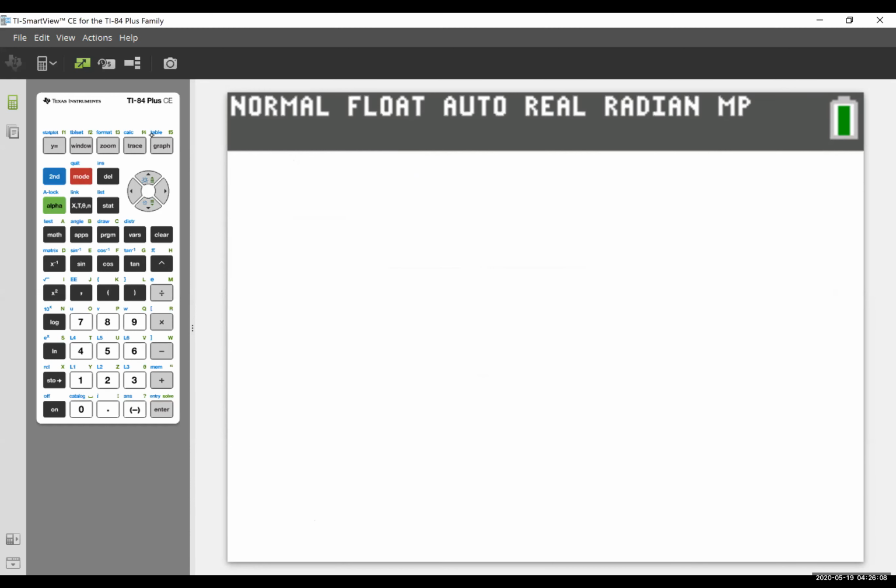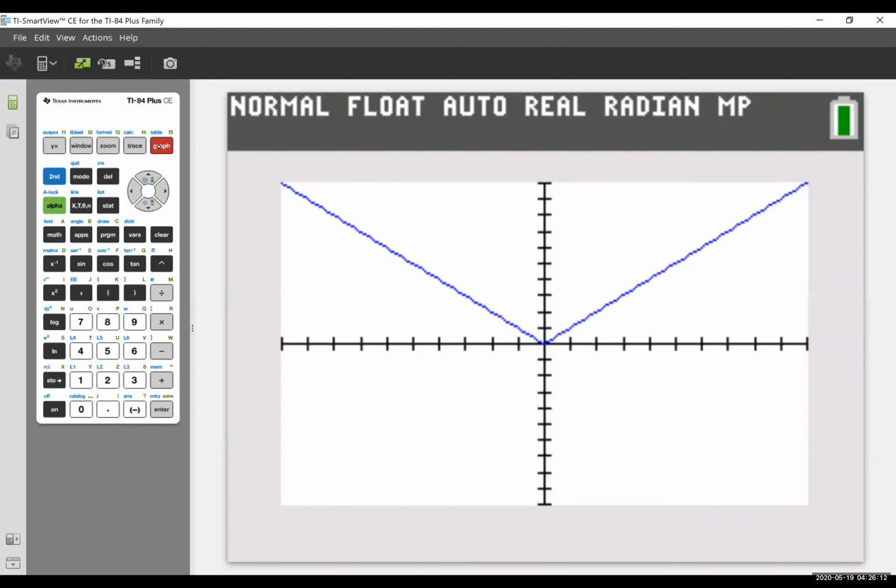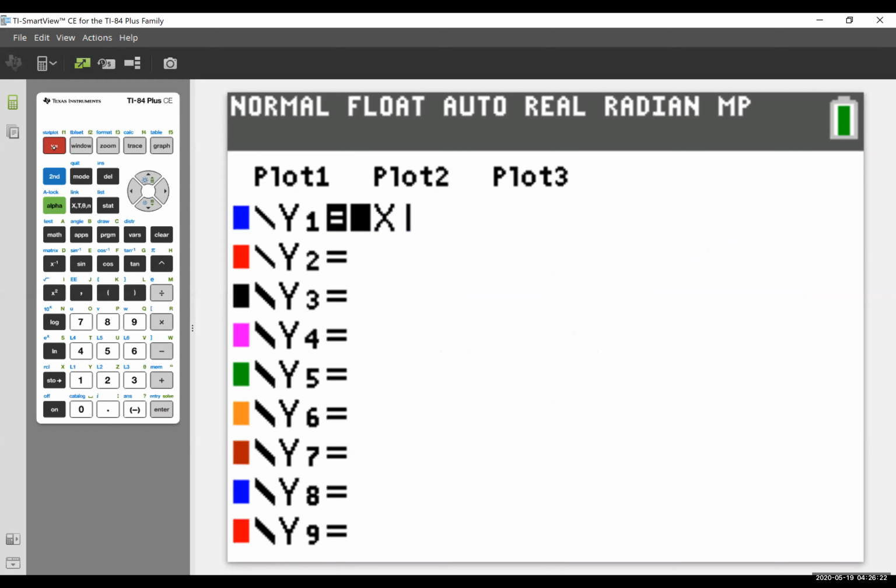Now, if I were wanting to look at the greatest integer function, I'm going to go back. I'm going to erase my Y1 again. And I'm going to look at how to type that in. And so that's not so obvious. We don't really use it too much from our pre-calc classes.